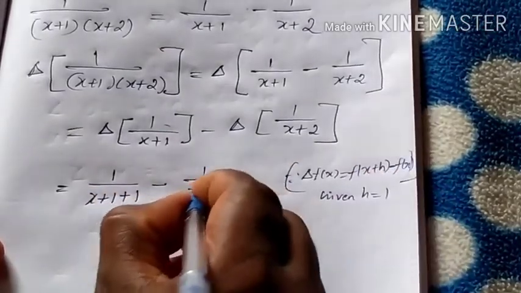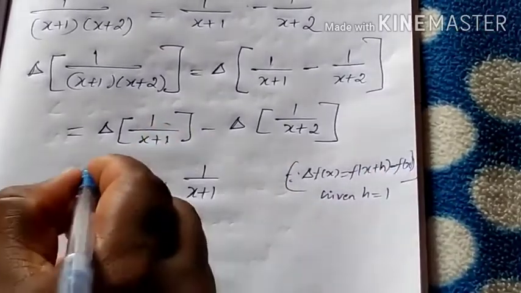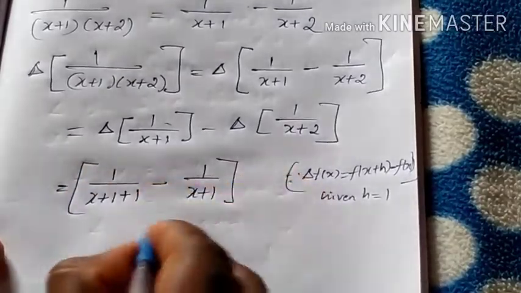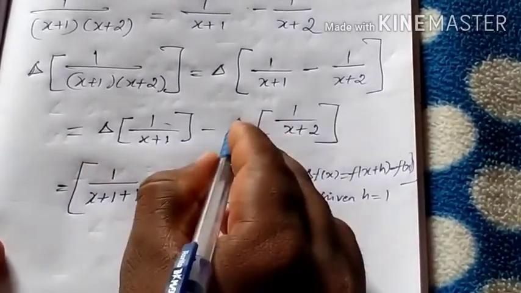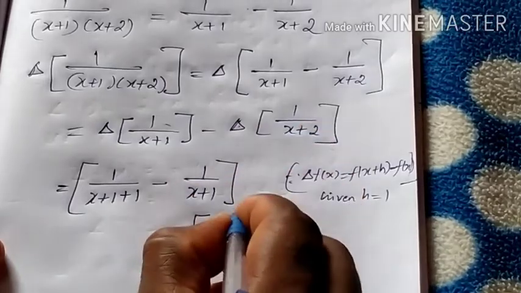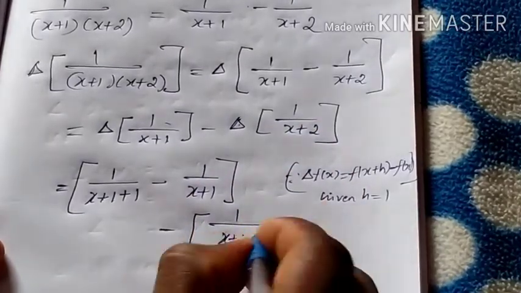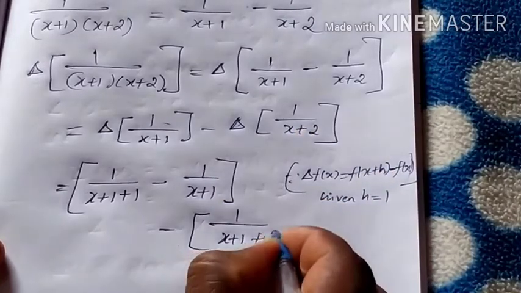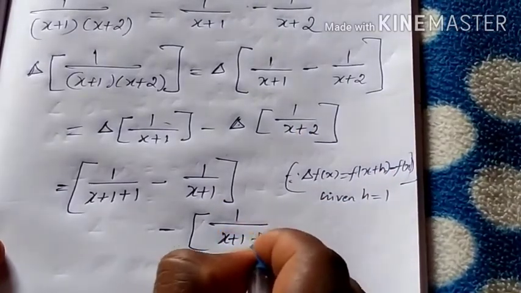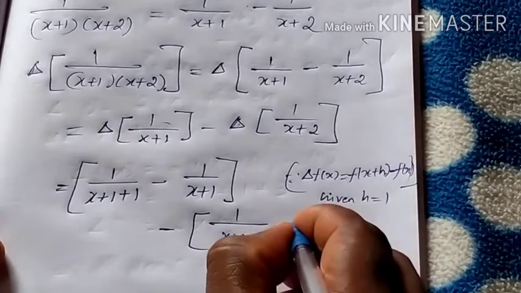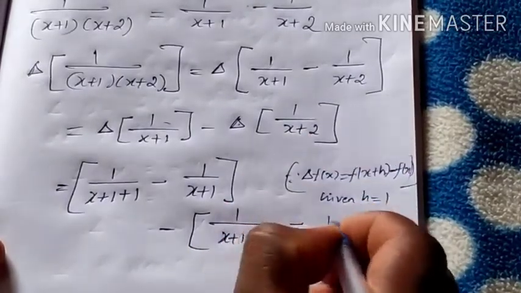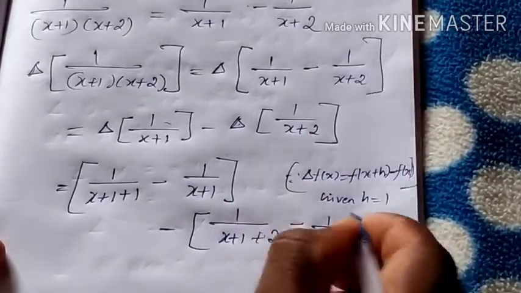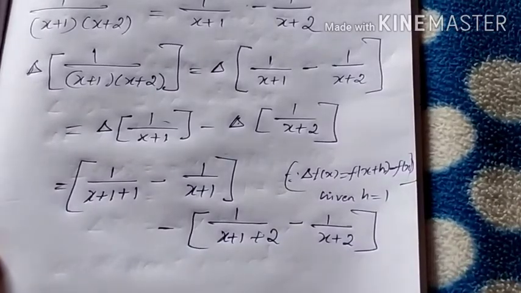1 divided by x plus 1. Okay. Then minus, this is delta into f of x, 1 divided by x plus 1. That is f of x plus h, here plus 2, f of x plus h minus f of x. F of x is 1 divided by x plus 2. Okay, have you understood?